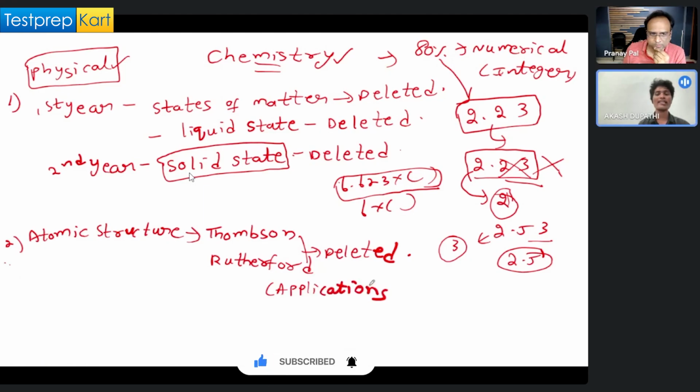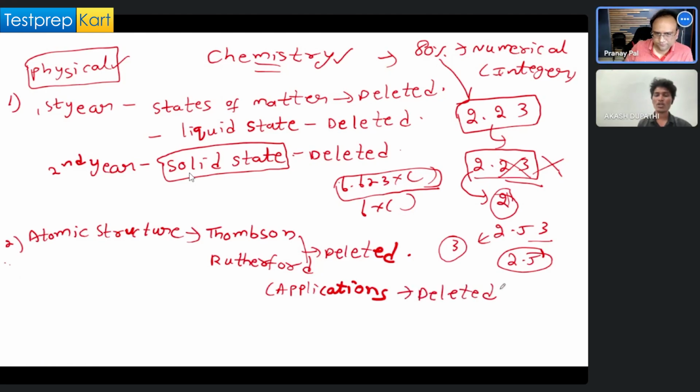Because in the Rutherford there is a gold leaf experiment performed by Rutherford. Right, there are some questions kept in the previous year. This topic has been deleted now. I think it is not a major change, sir, because this weightage has been reduced drastically.